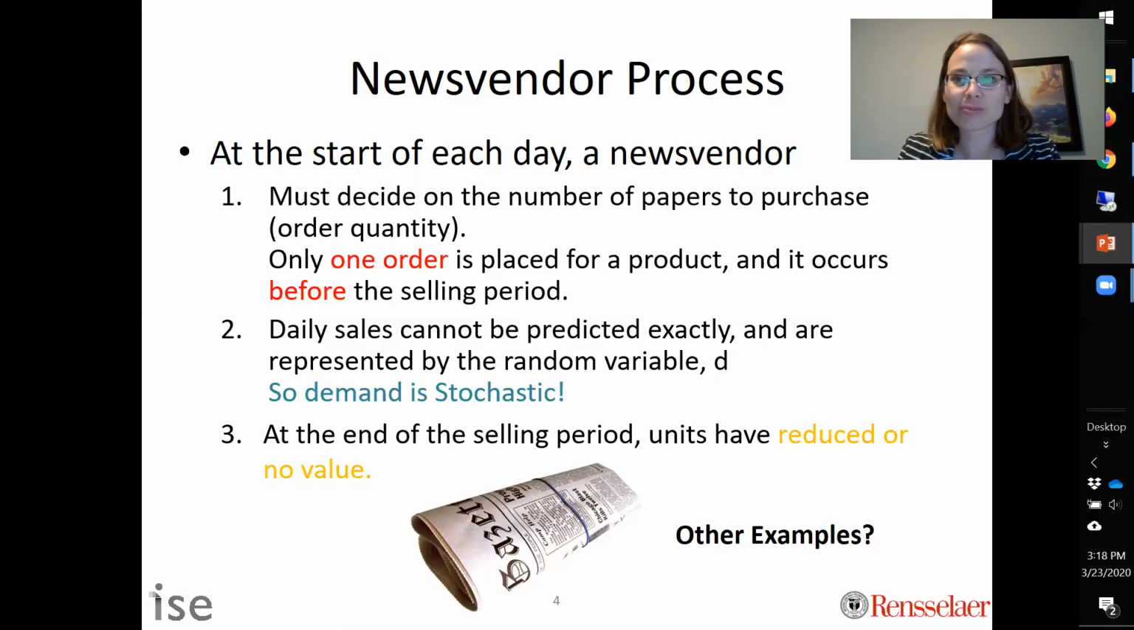This also occurs when people think about overbooking. So if you've ever been on a plane and you've heard this statement, we want to overbook, there are overage and underage costs associated with that. We'll study that later in an upcoming lecture.